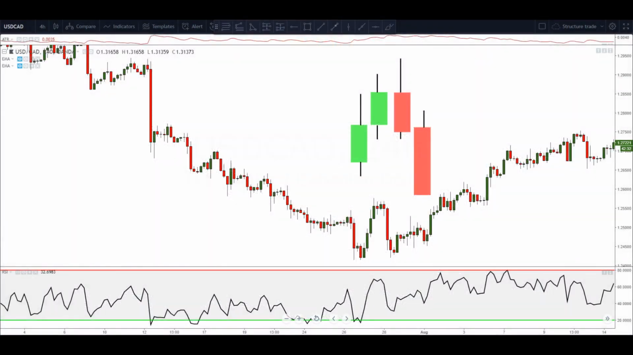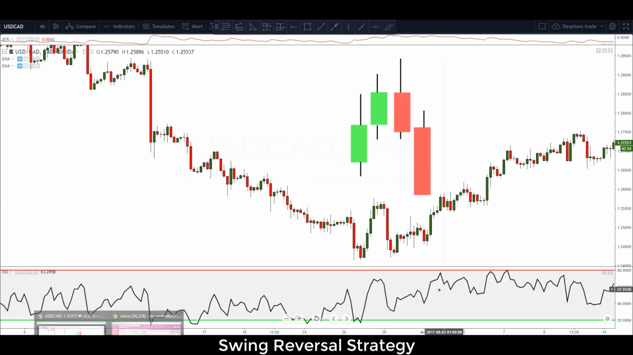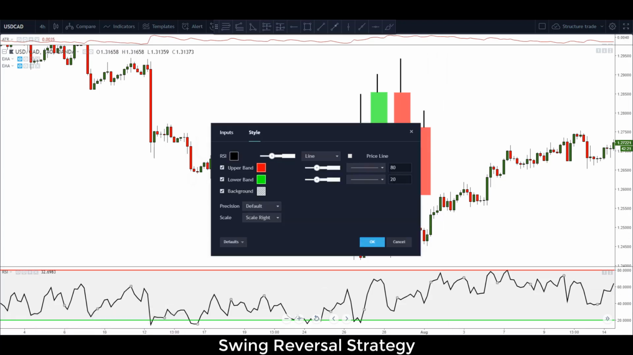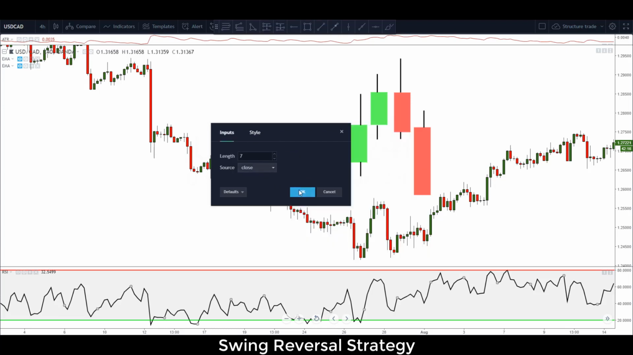Okay traders, so now we're going to do a tutorial on the next strategy that we're going to talk about. Going off of the last strategy, we're still using the same RSI settings. We have a 7-period RSI with 80-20, 80 being overbought, 20 being oversold. Again, 7-period, just like in the last video.